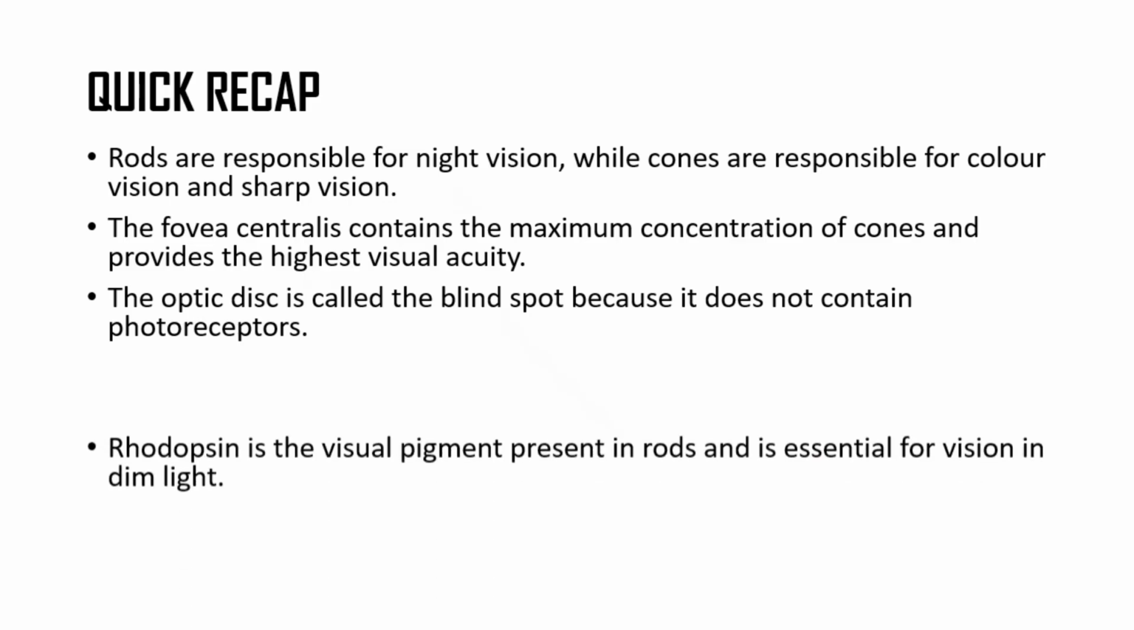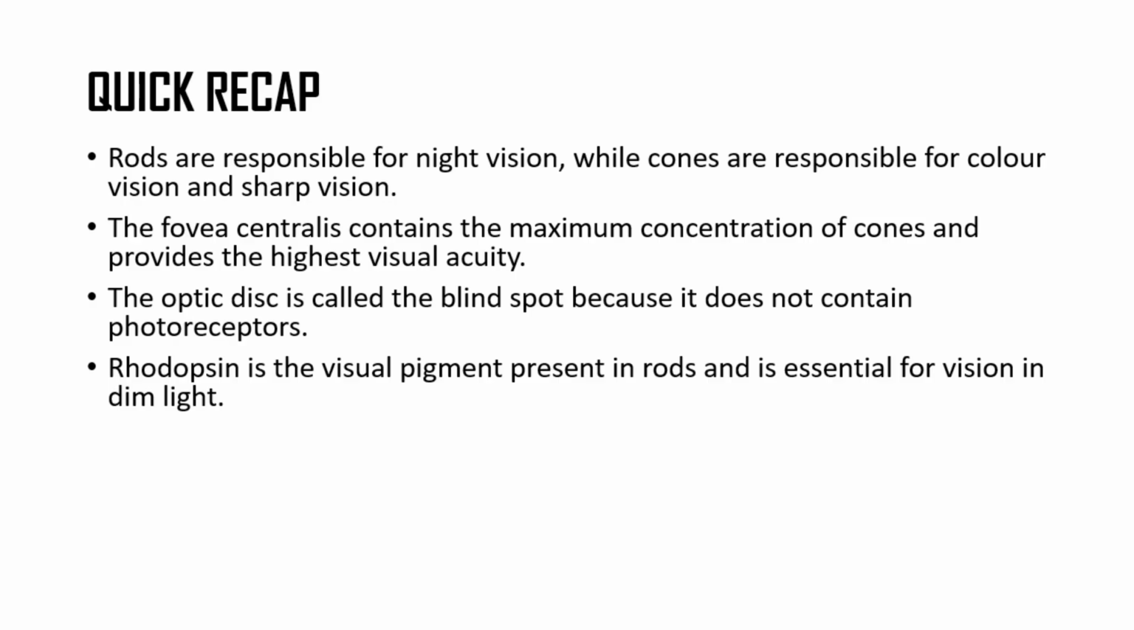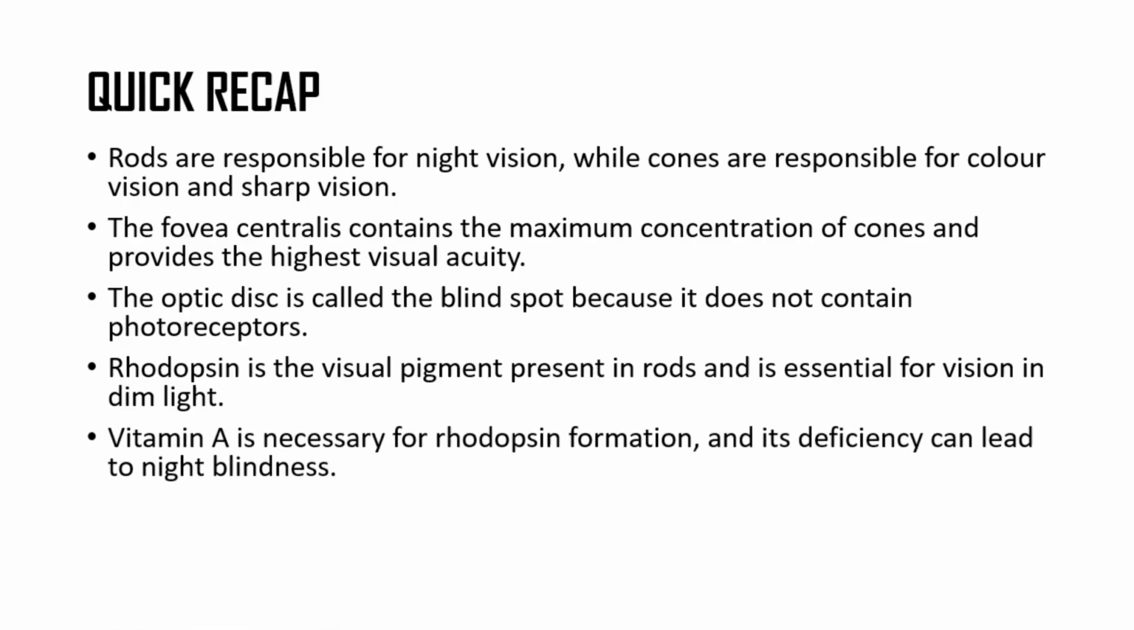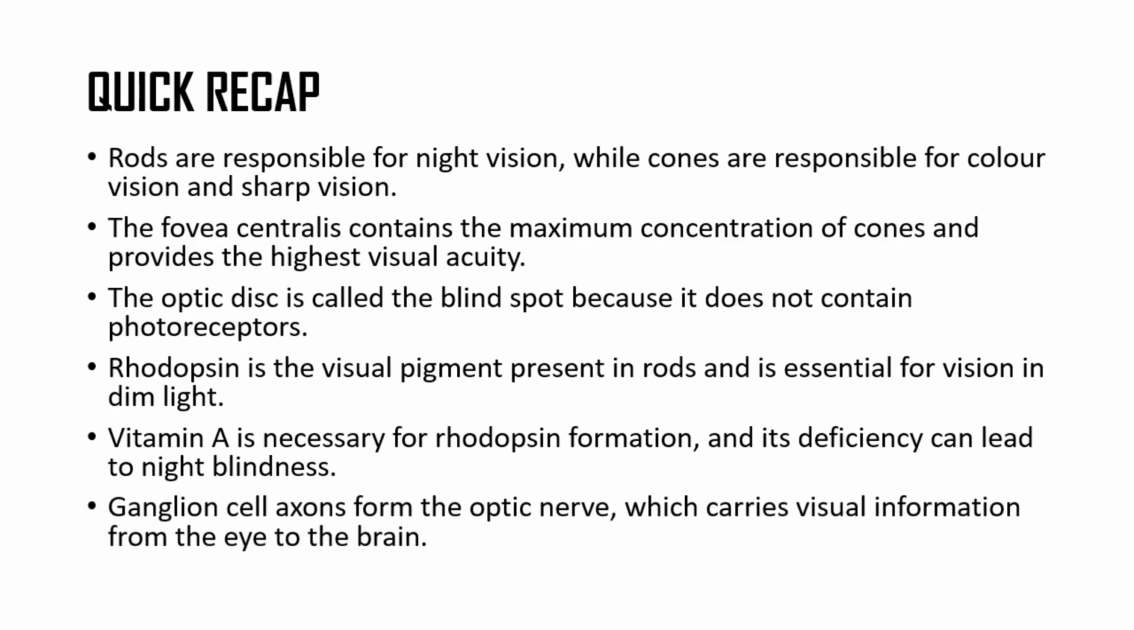Fourth, rhodopsin is the visual pigment present in the rods and is essential for vision in dim light. Fifth, vitamin A is necessary for rhodopsin formation and its deficiency can lead to night blindness. And sixth, ganglion cell axons form the optic nerve, which carries visual information from the eye to the brain.